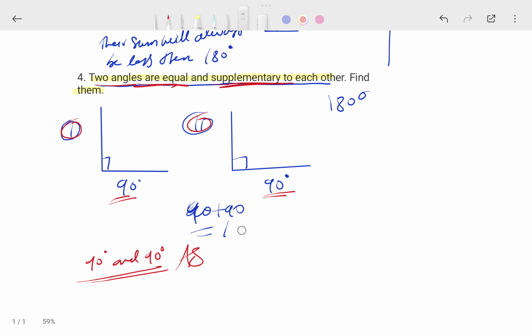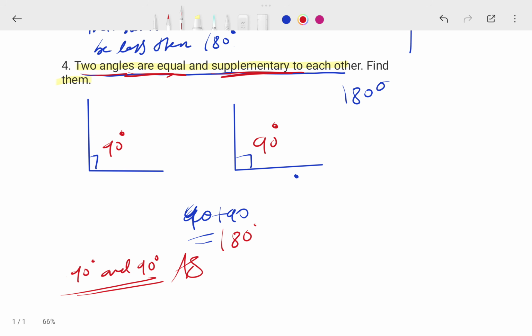Now, this is 180 degrees. Is it clear or not? Now you should write here 90 and 90. You can write 90 degrees here. Okay, clear? So 90, 90. Is it clear for you?